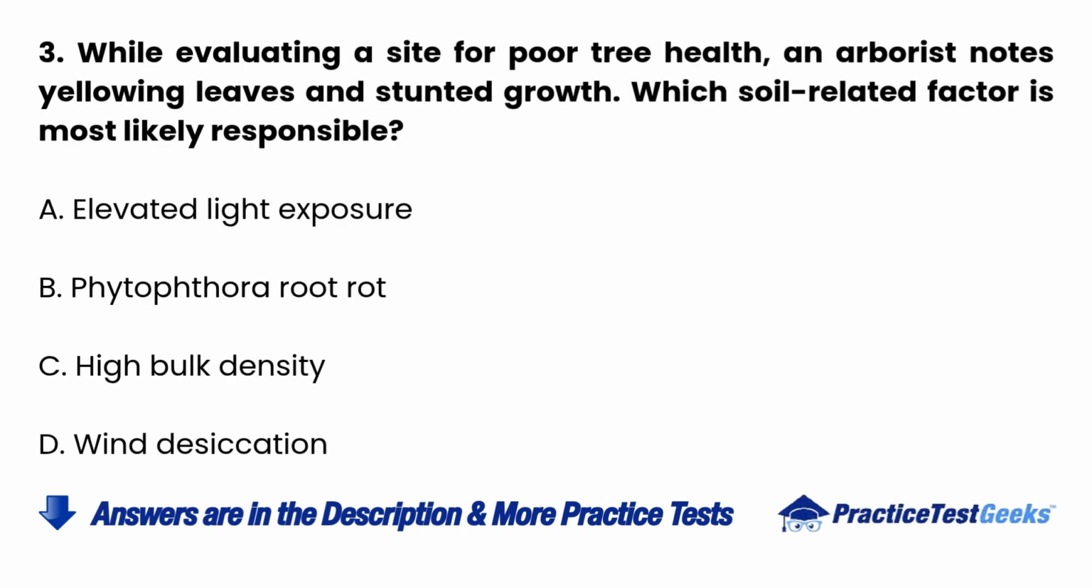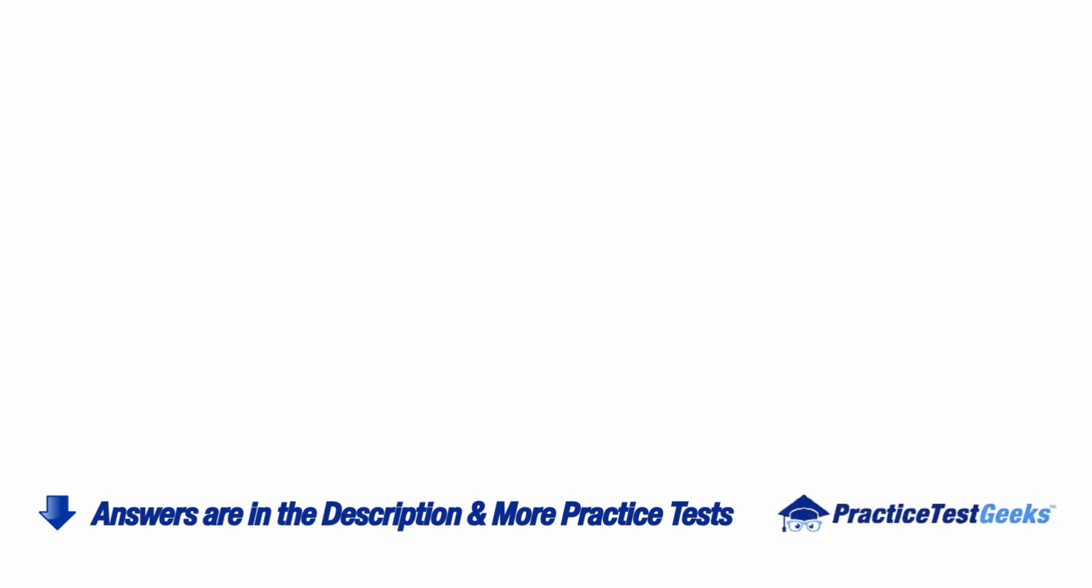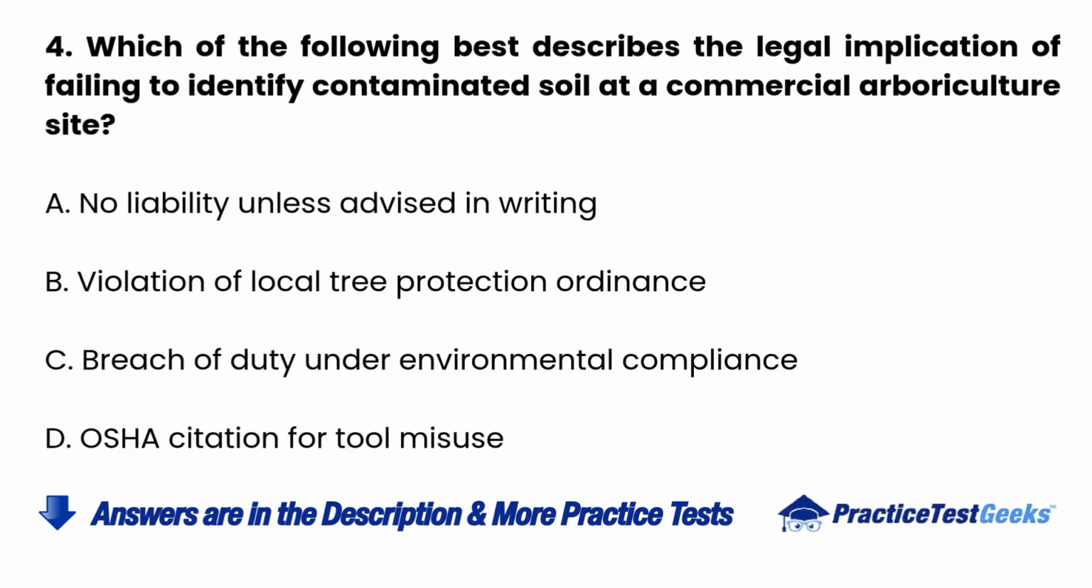3. While evaluating a site for poor tree health, an arborist notes yellowing leaves and stunted growth. Which soil-related factor is most likely responsible? A. Elevated light exposure. B. Phytophthora root rot. C. High bulk density. D. Wind desiccation.